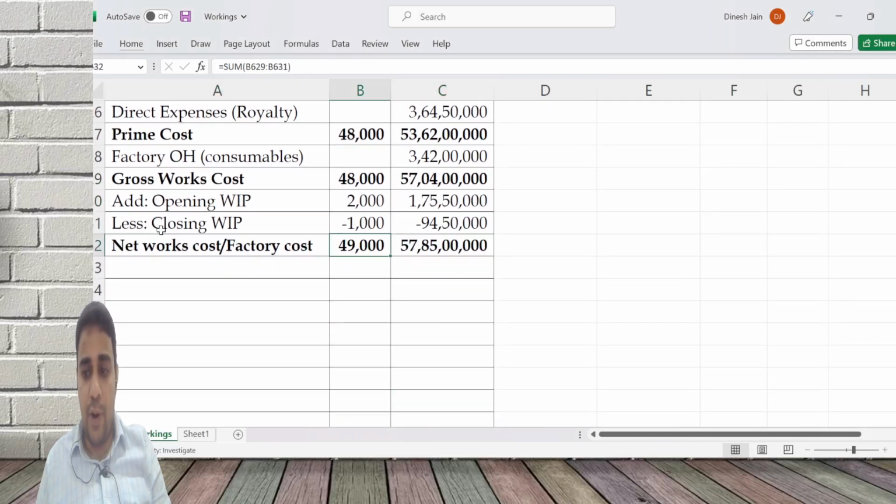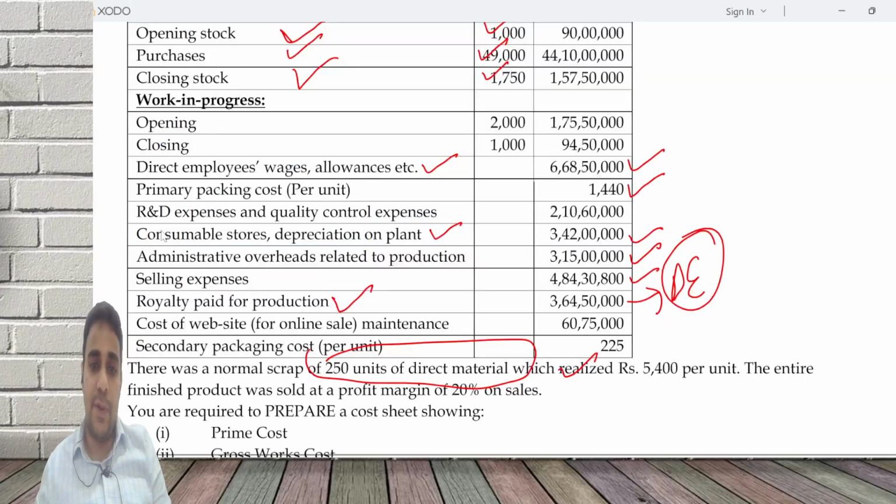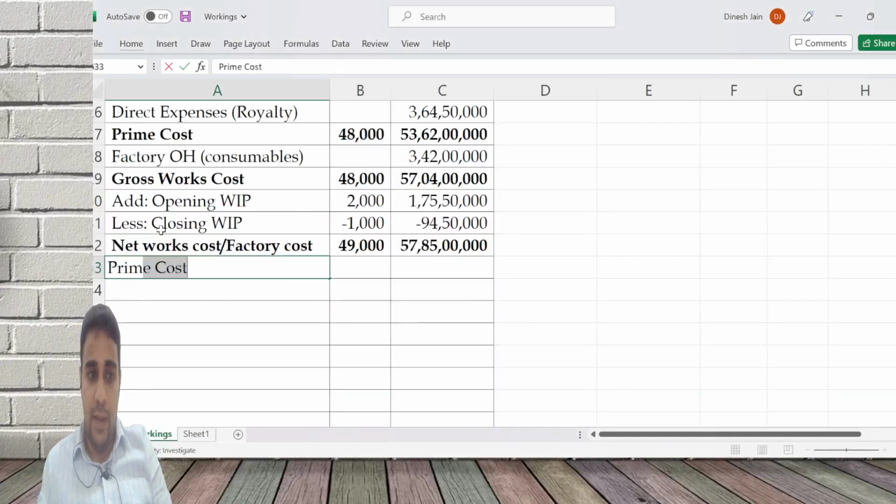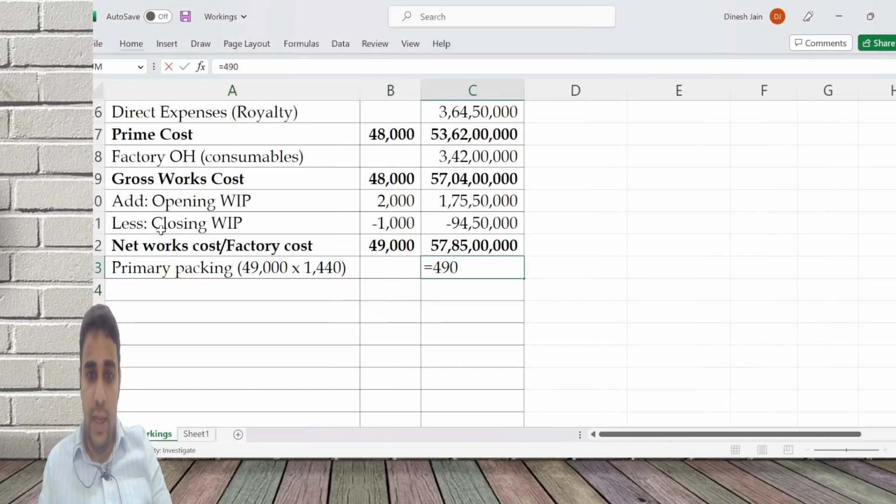You will understand the importance of these units which you have calculated side by side, because some of the expenses are based on units. Items like primary packing: 49,000 units into 1440. Unless we had tracked the units, we cannot write this.